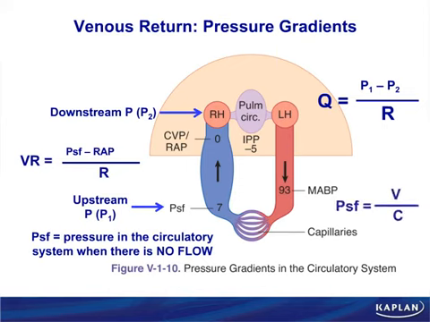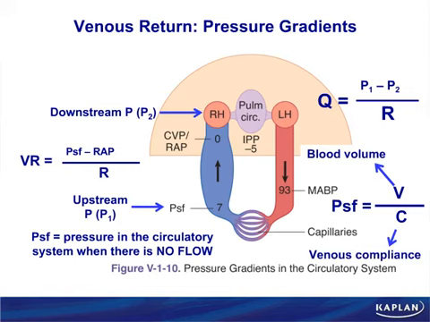It must follow the physics. Flow is change in pressure over resistance. So, as we defined on the previous slide, and hopefully again it makes sense, the downstream pressure, or P2, is right atrial pressure. The upstream pressure, the pressure head, is mean systemic filling pressure. This is the pressure in the circulatory system when there is no flow. So, therefore it follows, venous return is equal to PSF minus right atrial pressure divided by the resistance. So stop, absorb, soak in that construct. It's pressure flow resistance. All right.